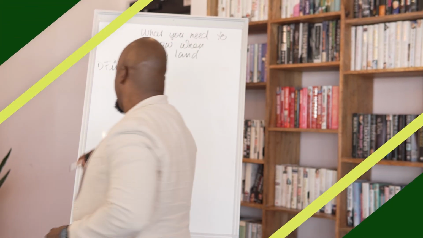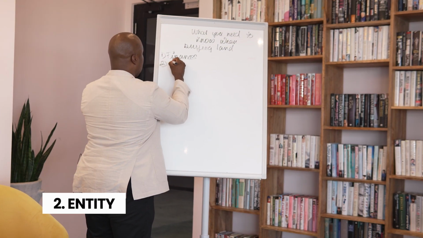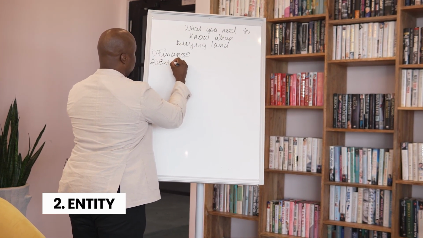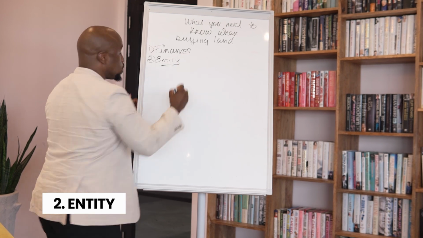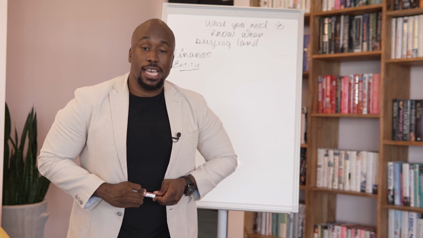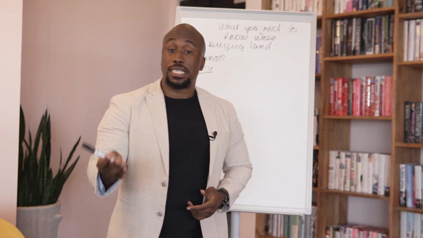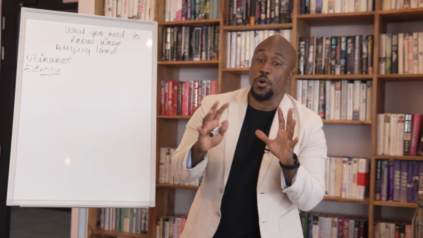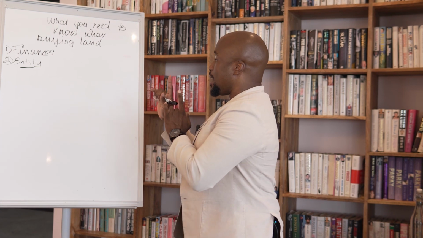Number two, you want to have an entity and establish what sort of entity is going to be purchasing the property. Is it going to be an individual? Is it going to be a SACCO? Is it going to be a limited company? You want to establish this, as different laws apply to different entities.